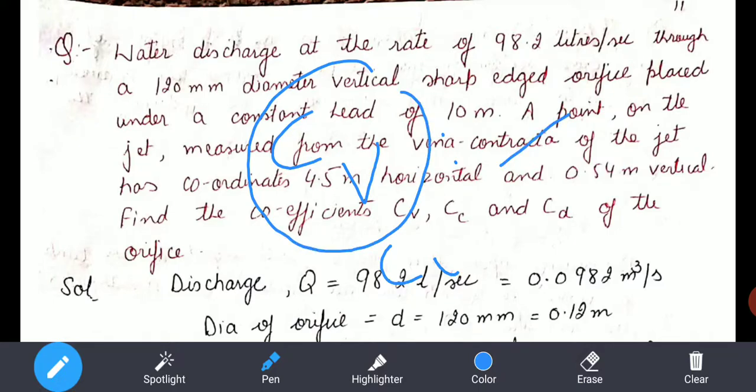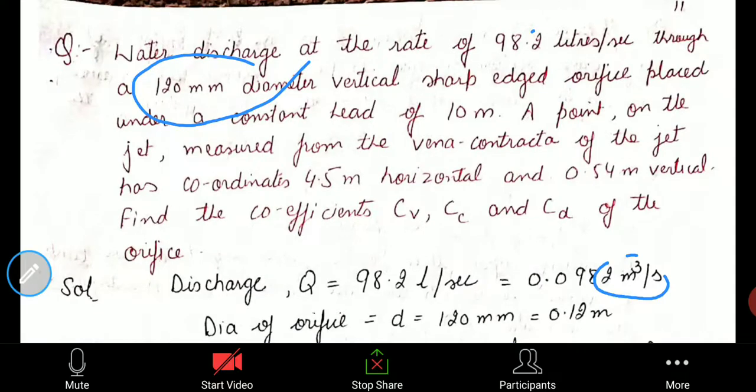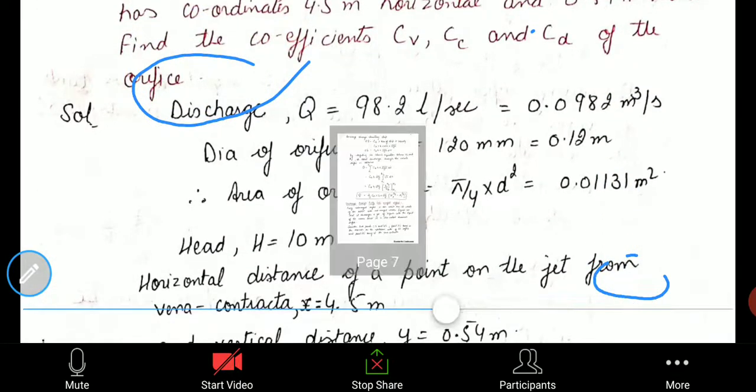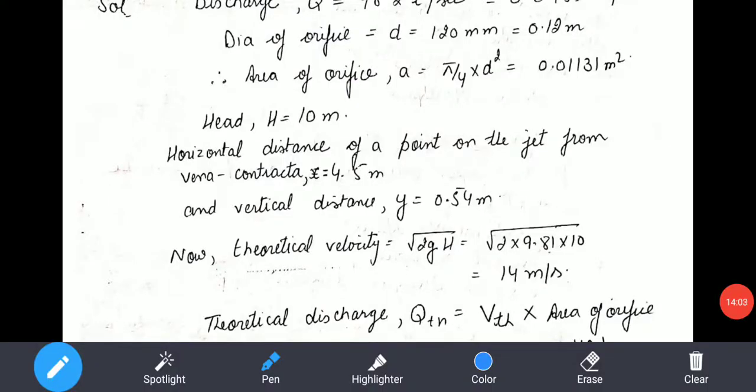Firstly, the discharge is given as 92.2 liters per second, converted into meter cube per second, as 1 liter equals 10 raised to the power minus 3 meter cube. The diameter of the orifice is 120 mm; convert it into meters, as our discharge unit is also in meters. From here we can easily obtain the area. Head, horizontal distance and vertical distance are also given.